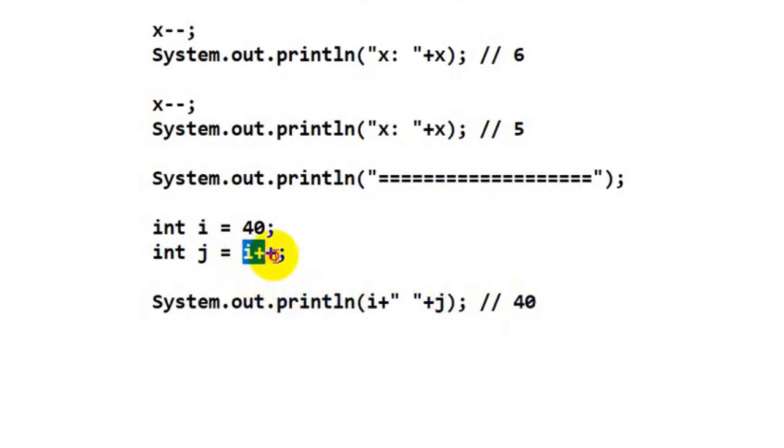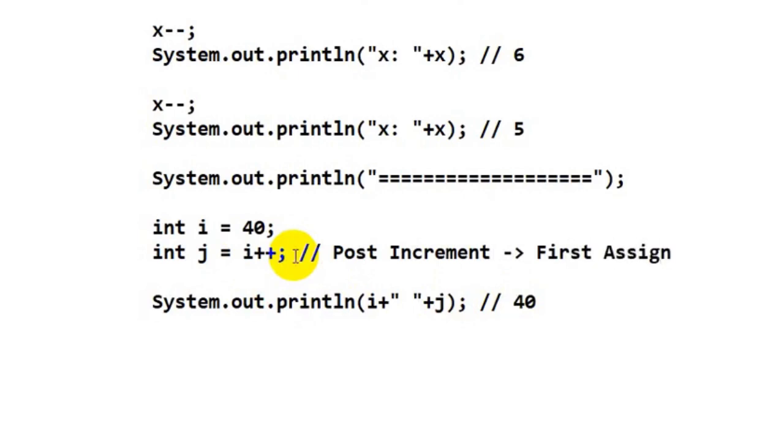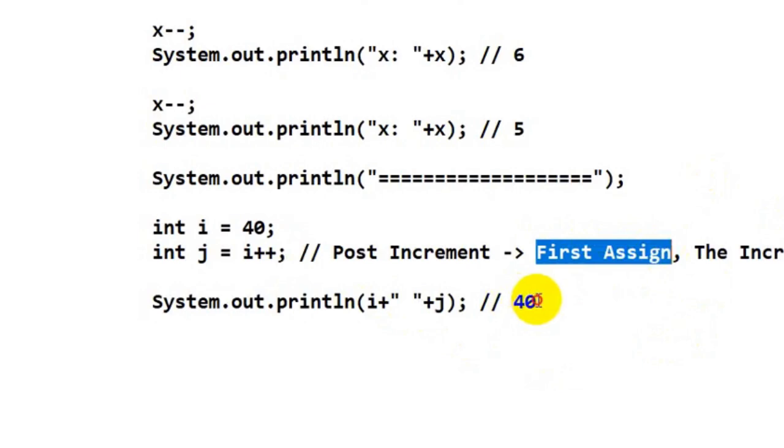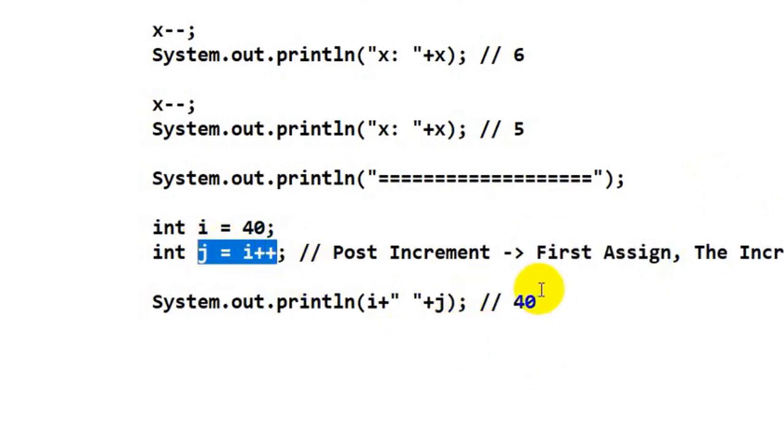Now, this is plus plus. It is increment. But I have used plus plus after the variable, so definitely it is post increment. And what is the mantra for post increment? First assign, then increment. So first assign: what is the value of i as of now? 40. That 40 will get stored into j. So therefore j value will become 40.